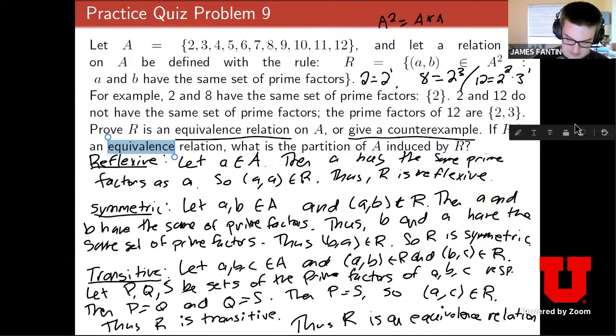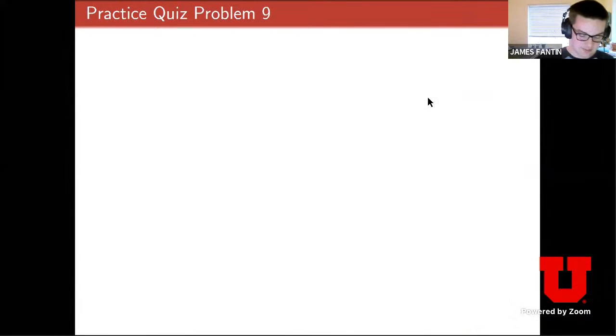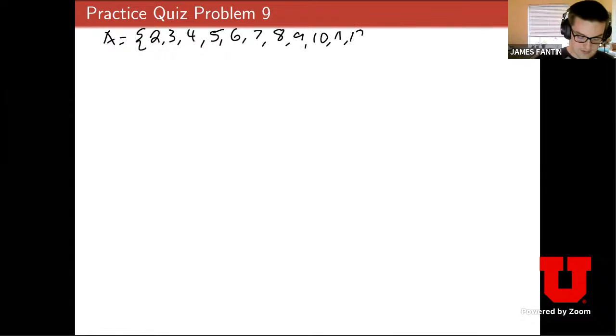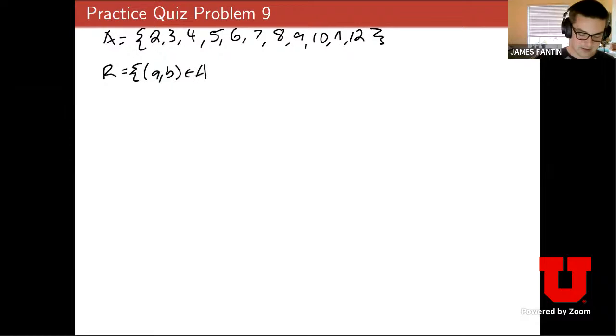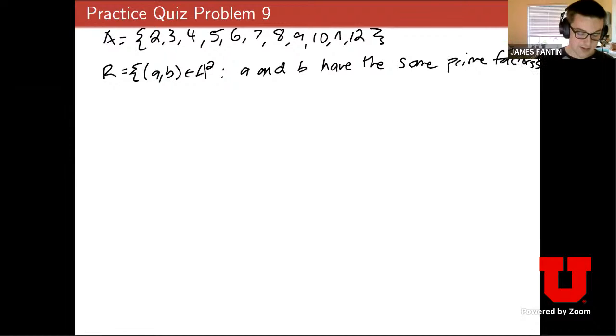If I can get to the next page. Okay, so let me remind you. So we've got A. And then remember, for our relation R, we have that AB is an element of A squared, where A and B have the same prime factors. So basically, we need to figure out which elements are related to each other, which means we need to figure out the prime factorization of all of these numbers.